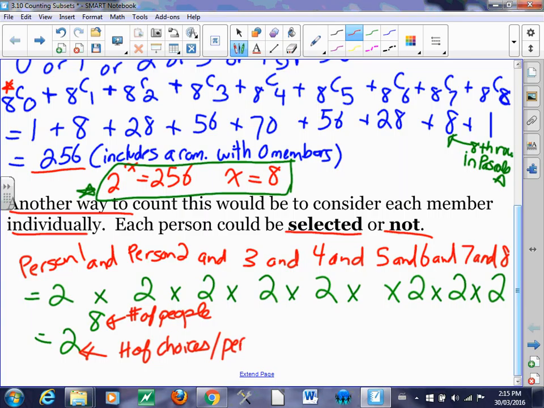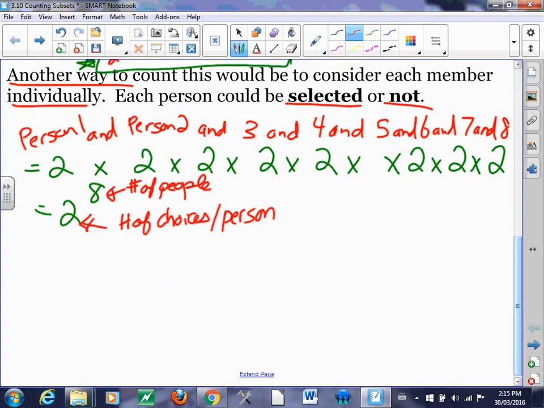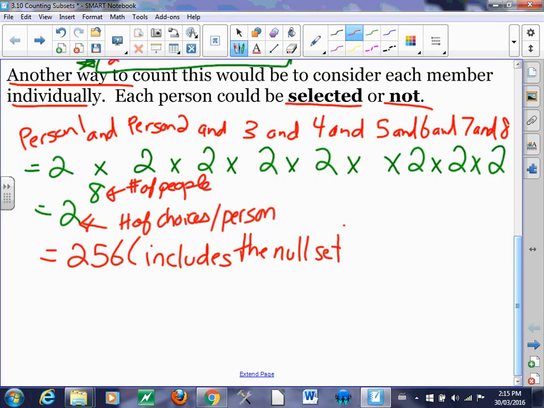And that's either I'm in or I'm not in. All right, plug that into your calculator: 2 to the power of 8 is 256, and that includes what we call, you might remember this, the null set. Remember from when we did set notation, folks, that's where nobody's in the group, or it's a group of 0. So the null set means 0 people.